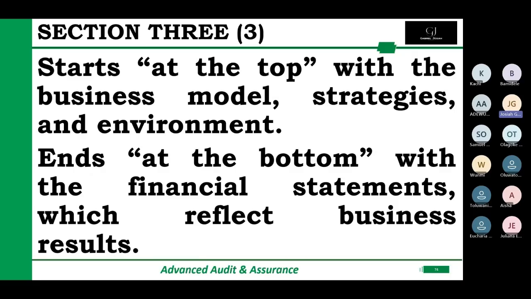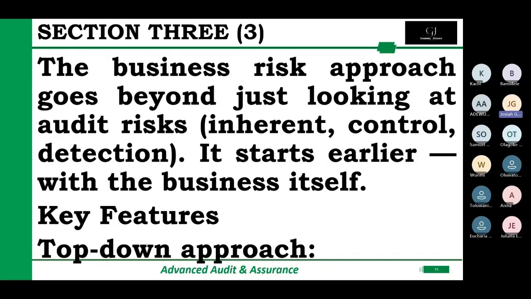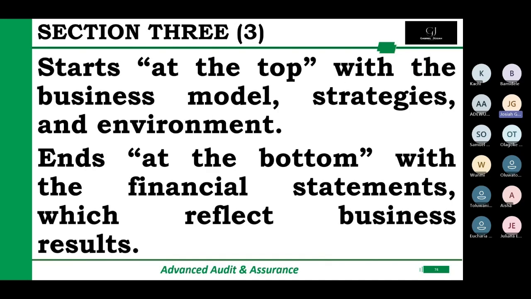So we're talking about the business model, those that formulate the model of the business, strategies, and the environment, macro and micro. Then from the top, it cascades down to the bottom with the financial statement, which reflects business results. So before the result, there is a process. And from the top, the process starts. The creation of value down to the bottom line that provides the financial statement. So the business risk approach you look at from the top. The head or the apex part of the organization provides direction, this is what we want to achieve, this is our objective, this is our goal, and it will cascade down to the results, which is the financial statement.